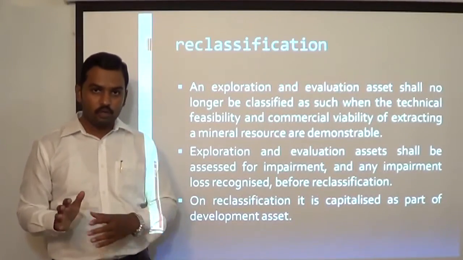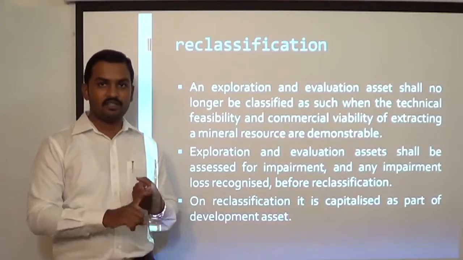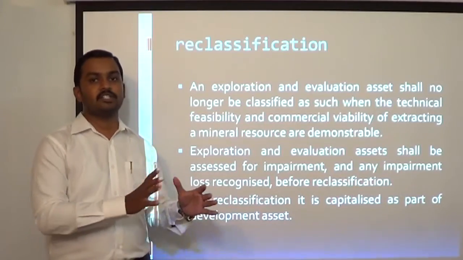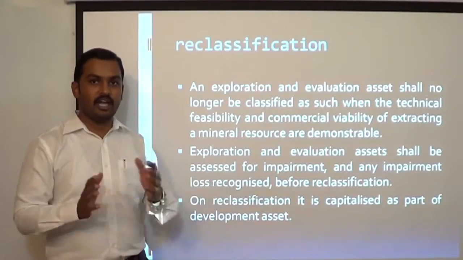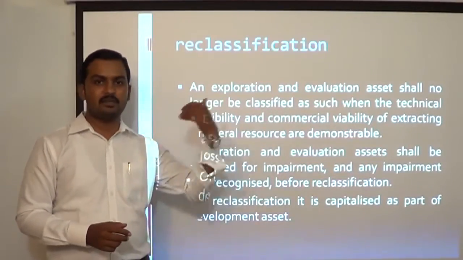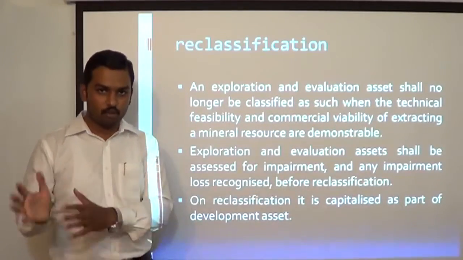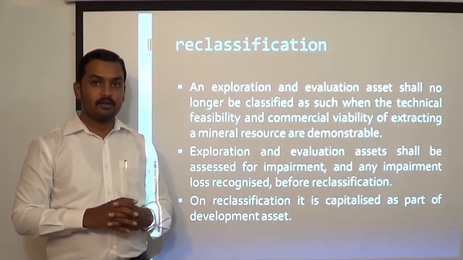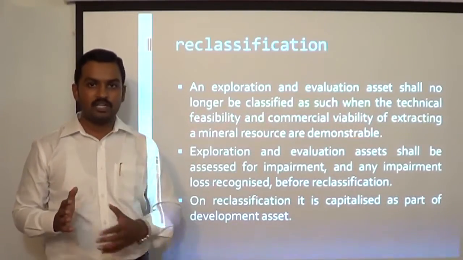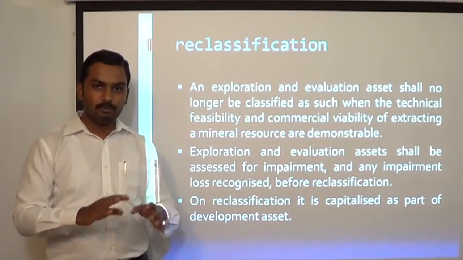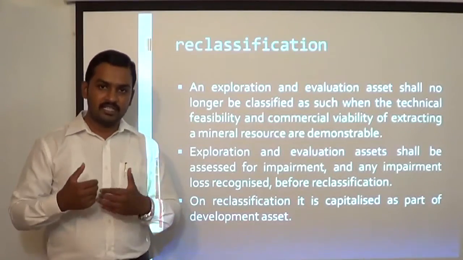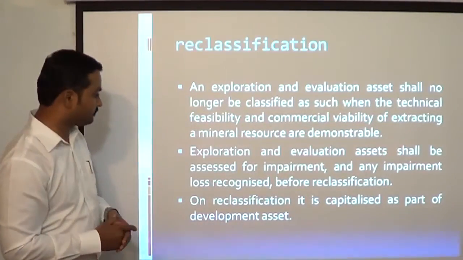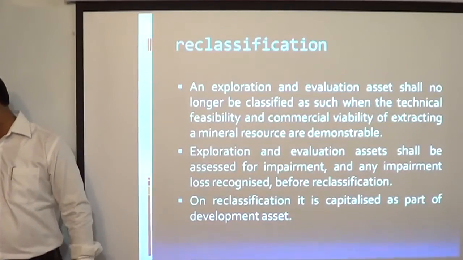What the standard says is, when will you do reclassification? First of all, once technical feasibility and commercial viability are demonstrable, you are going to reclassify this expenditure, this asset, and consider it as part of another asset, that is, a mine under construction or an oil rig under construction. You are going to shift the cost to the other asset. Now a question arises, should we check it for impairment? What the standard says is, when you are doing reclassification, check the asset for impairment, complete the impairment checking, and then after recognizing any impairment loss, you can shift the asset amount to the other asset which is being developed. So that is what the standard has to say about reclassification.